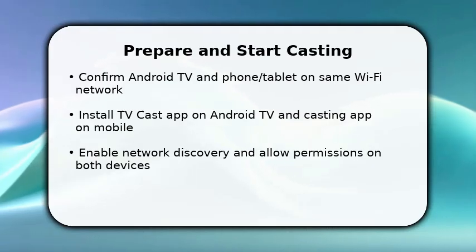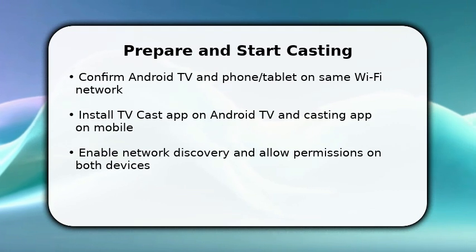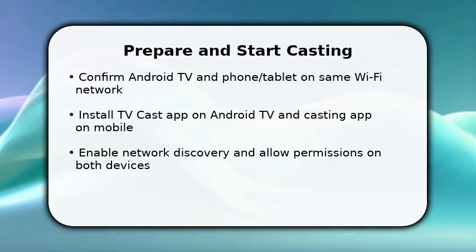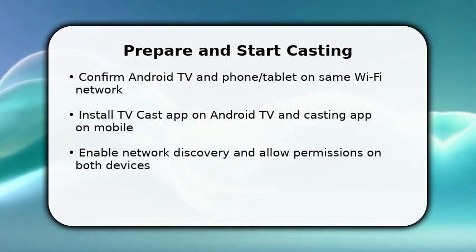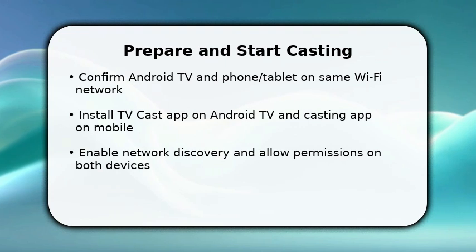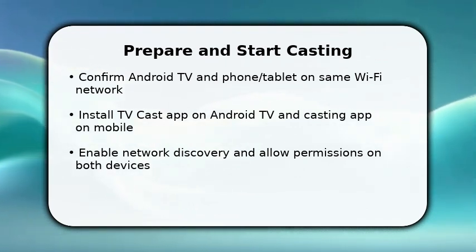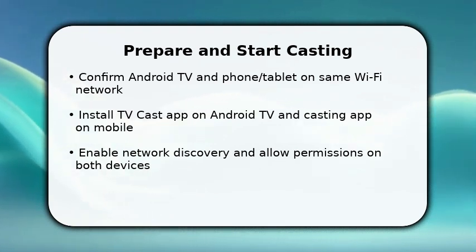You begin by ensuring both devices share the same Wi-Fi and that TVcast is installed on your Android TV and the companion app on your phone. Once done, open the TVcast app on the TV and grant network and storage permissions. This lets it accept incoming streams. On your phone, enable local network access and Bluetooth if prompted so discovery is fast.